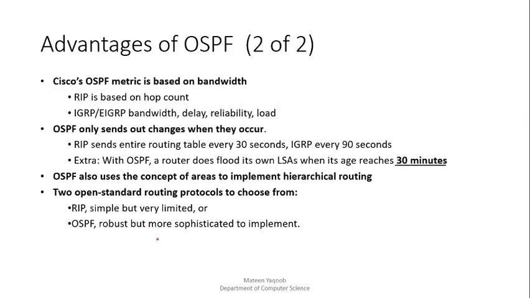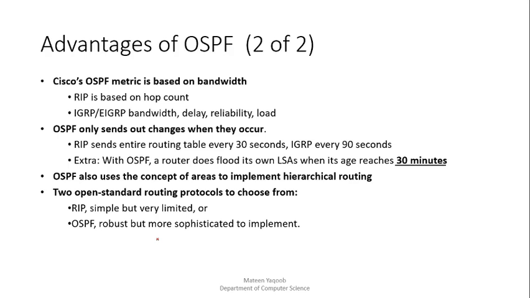And the Cisco OSPF metric is based on bandwidth, which is a much more appropriate criterion to choose the best path among the available links. Whereas RIP is based on the minimum hop count. EIGRP and IGRP are also based on computed metrics such as bandwidth, delay, reliability, and load, whereas the OSPF metric is simply the bandwidth. And in the OSPF case, the lesser the cost means the higher the bandwidth is.